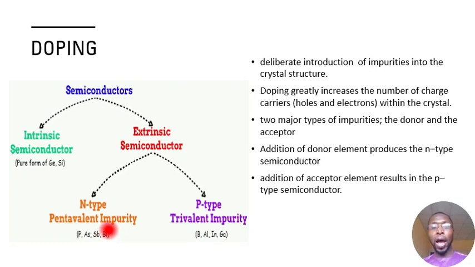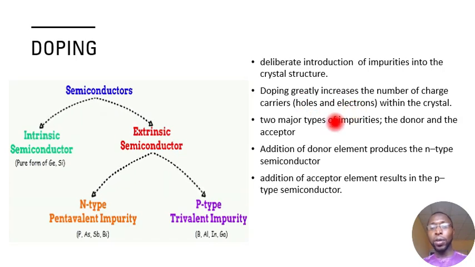That's because they have five electrons. Pentavalent means five valence electrons. So they are willing to release one so that they can have four and be balanced. The other type of impurity that we add to give us a P-type semiconductor is called the acceptor impurity, or sometimes the trivalent impurity. These ones have more holes.